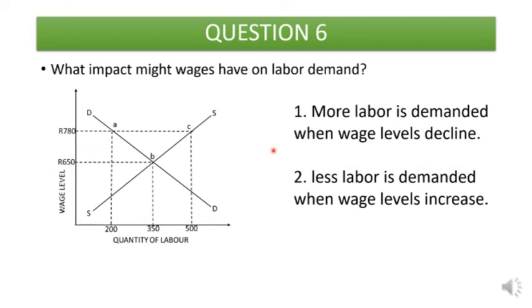What happens when the wage level increases? If the wage level was 650 and it increased to 750, what is going to happen now? Well, we can see that at a wage level of 650, 350 people were employed. But when it increases, only 200 people were employed. So less labor is demanded when the wage levels increase. More labor is demanded when the wage levels decline.